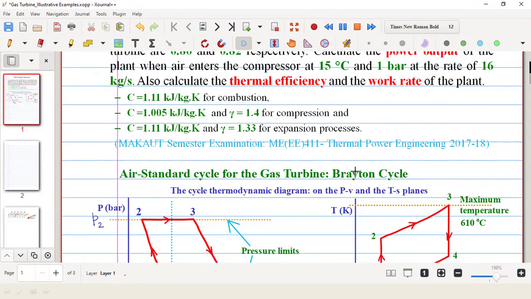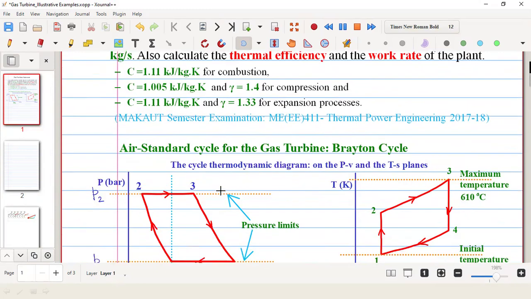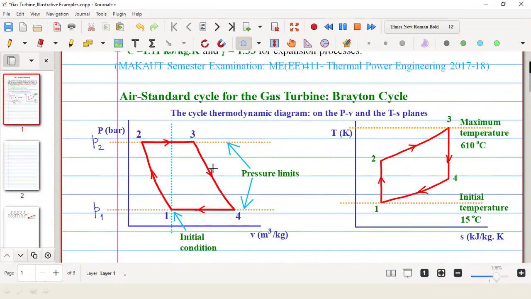Now we will see the cycle diagram for the gas turbine. Here we are considering the ideal cycle, that is the air standard cycle for the gas turbine, that is the Brayton cycle. We are considering two commonly used thermodynamic diagrams, that is the PV and TS diagrams. The first one is the PV diagram, and the second one is the TS diagram.